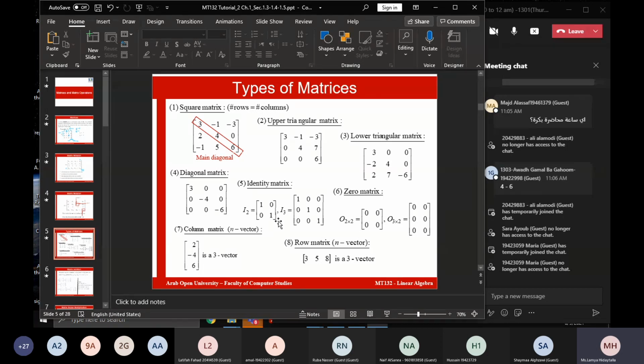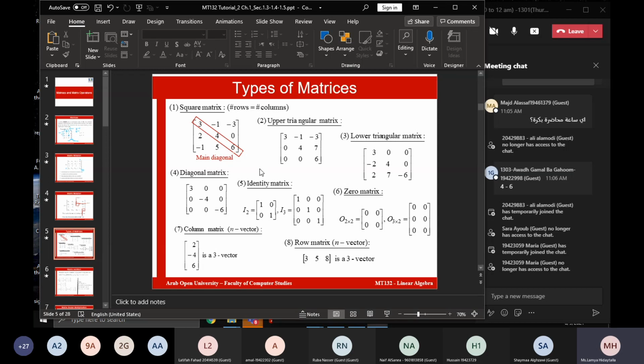And the numbers in the diagonal are ones. I3 has 3 ones, 3 rows and 3 columns, and all the elements on the diagonal are 1. Okay? So this is the identity matrix. Now, what is the zero matrix? The zero matrix is the matrix where all the elements inside it are zeros.